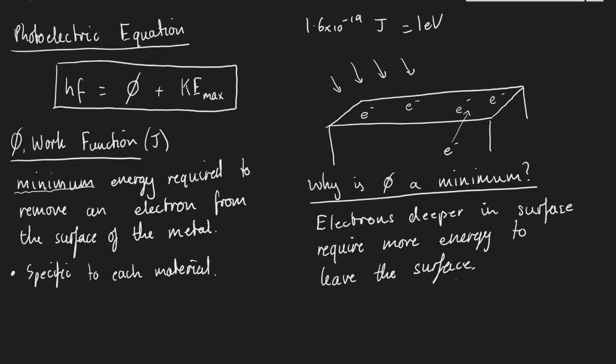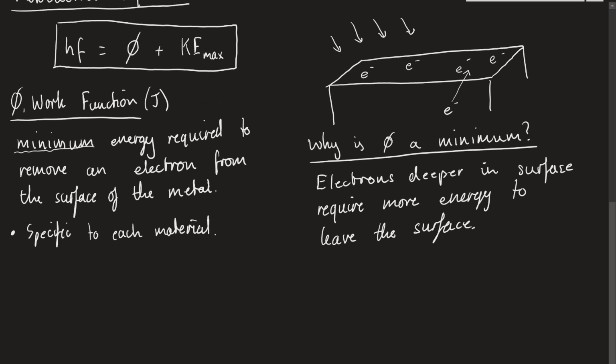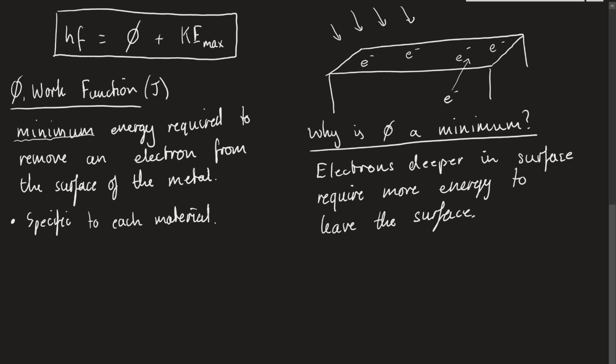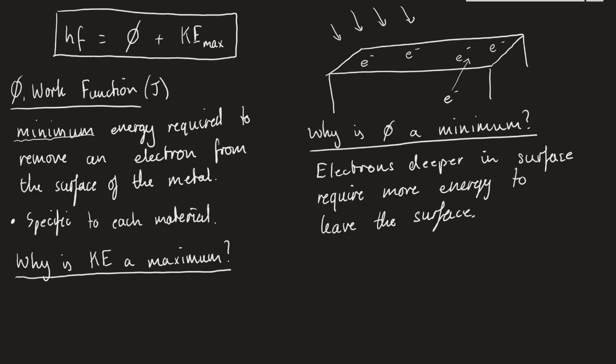Then we go on to why is kinetic energy a maximum. It's going to have a very similar answer. So why is kinetic energy a maximum, and the reason is because the kinetic energy that's put in is the excess energy from any of the leftover energy. So it all gets used up in the work function first, then any excess energy that we have transfers to kinetic energy as soon as they've been released from the surface.